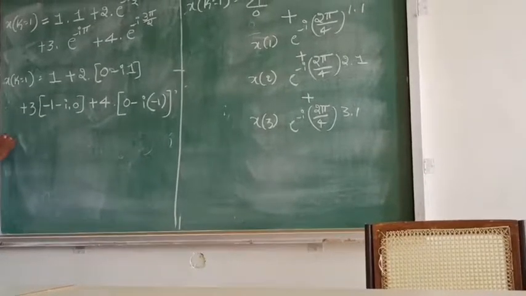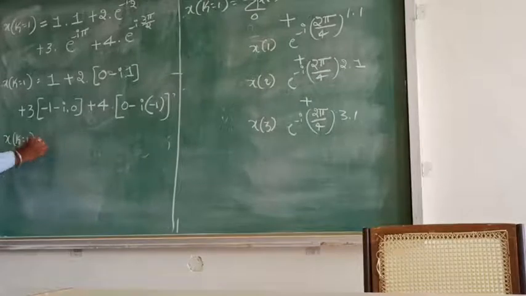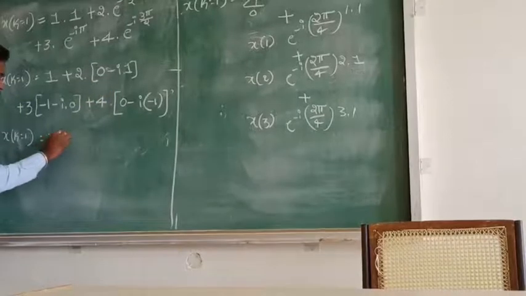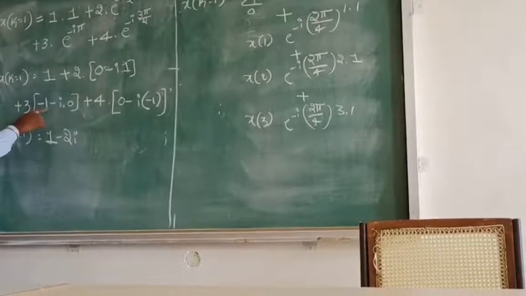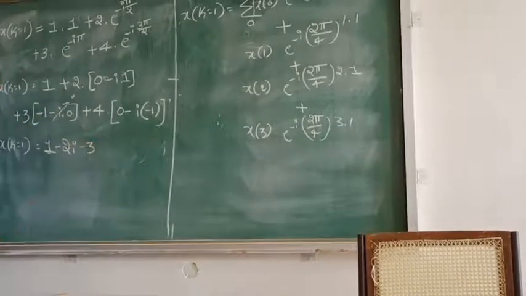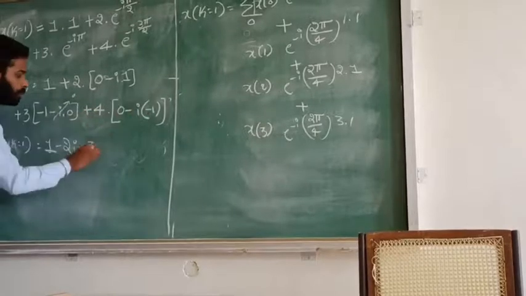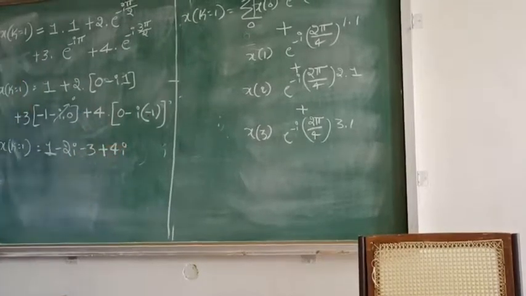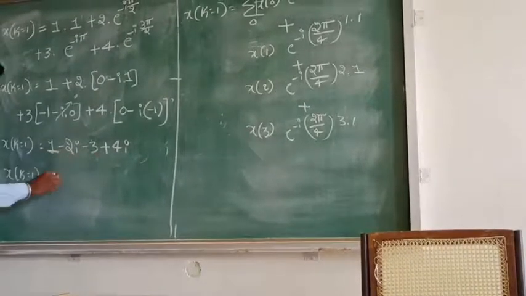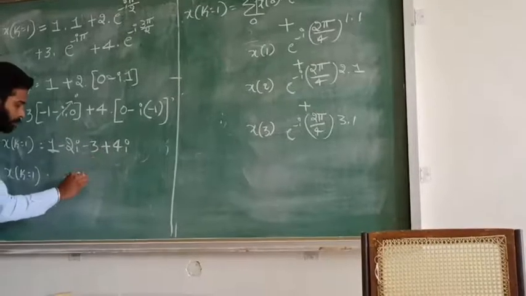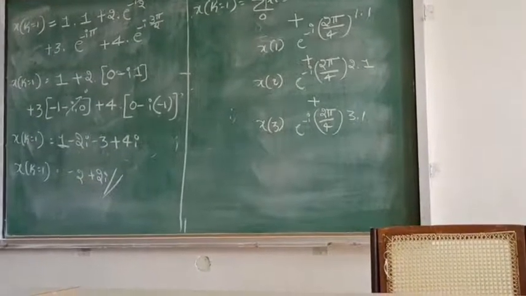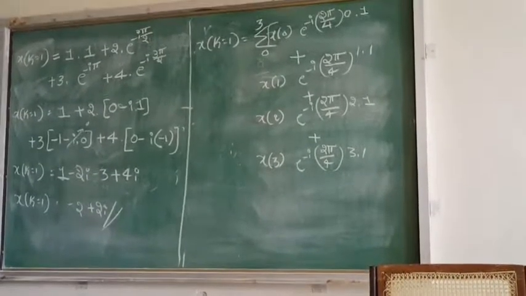Okay, so x at k is equal to 1 is equal to 1, 2 into minus i, minus 2i. 3 into this is 0, i into 0 is 0. 3 into minus 1, minus 3. Plus 4 into i, plus 4i. So x at k is equal to 1 becomes: 1 minus 3 is minus 2, minus 2i plus 4i is plus 2i, so minus 2 plus 2i. This is x at k is equal to 1, okay. Now similarly x at k is equal to 2.